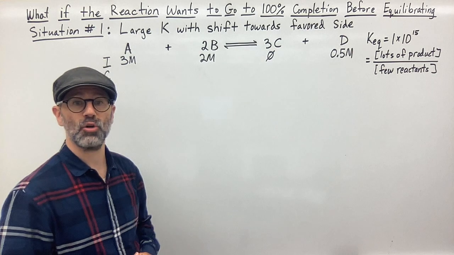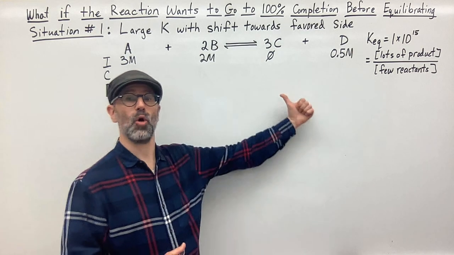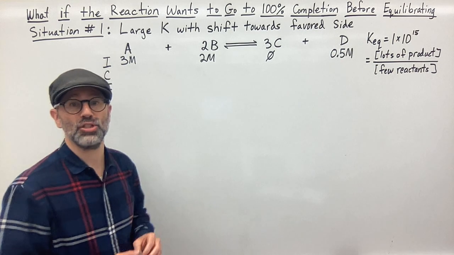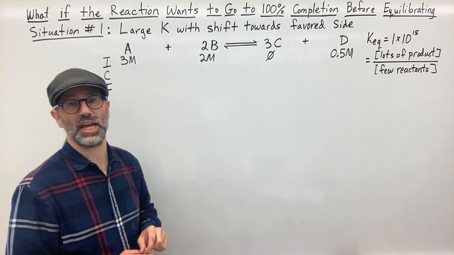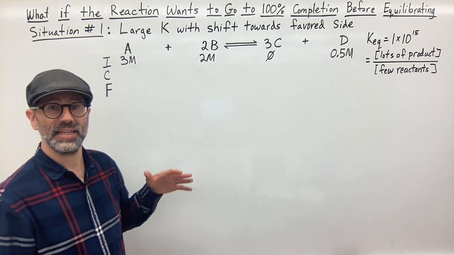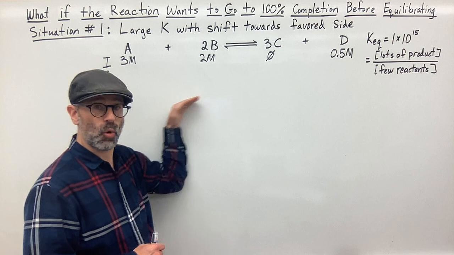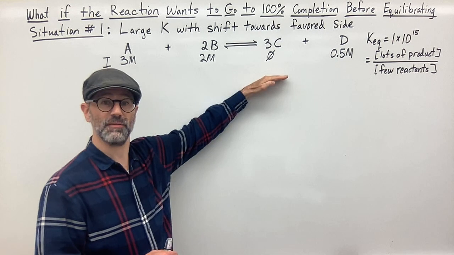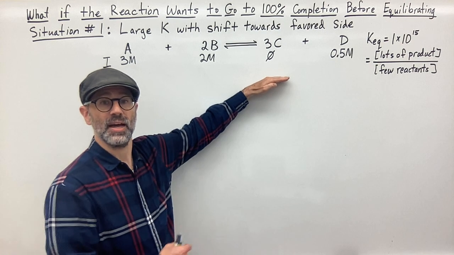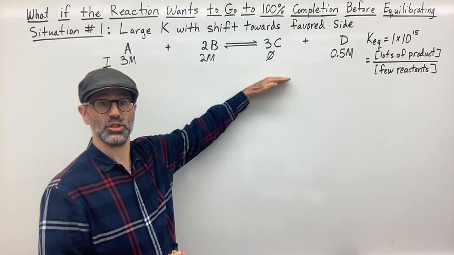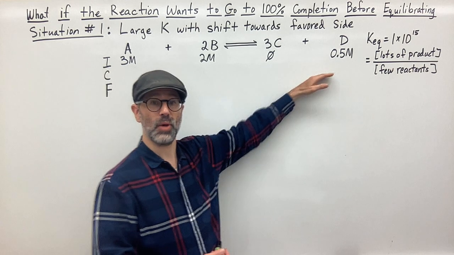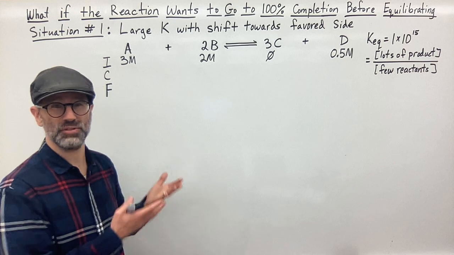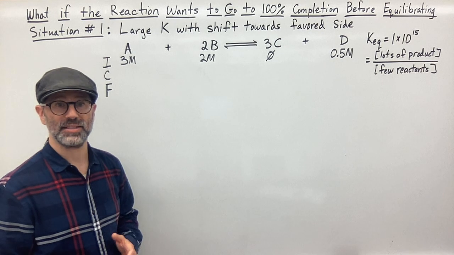Now, in a previous video, K was large and it was shifting away from the favored side. We said that under that condition, you can assume that X is going to be negligible. The change is going to be very, very small. But in this case, the shift is towards the favored side. Because the shift is towards the favored side, you can't assume that X is negligible, because it's all going to want to go this way. So you're going to have a large shift this way, and in this sort of situation, you can't assume X is negligible.